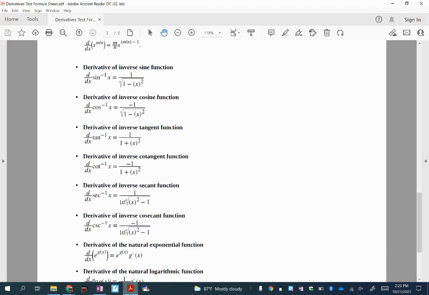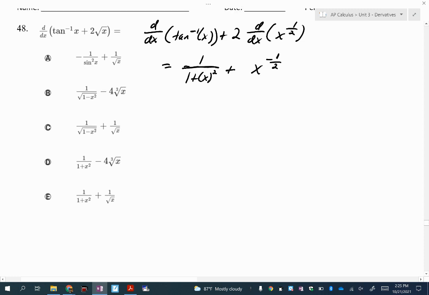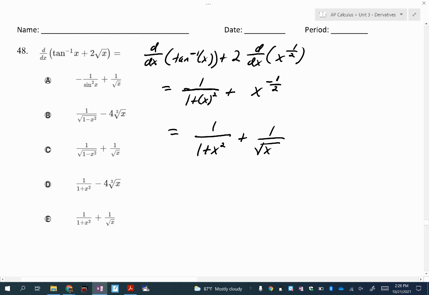All right, and it does say that you would have to use the chain rule if we needed it, but we don't have it. All right, so we just leave it as 1 plus x squared in the bottom, plus 2 times, I'm going to put that together now, move the 1/2 in front. Half of 2 is 1, and that's x to the negative 1/2 power. So the answer is going to be 1 over 1 plus x squared plus 1 over the square root of x, which is letter E.